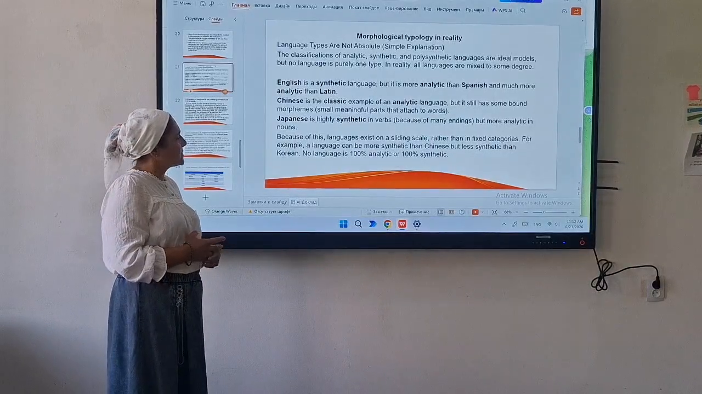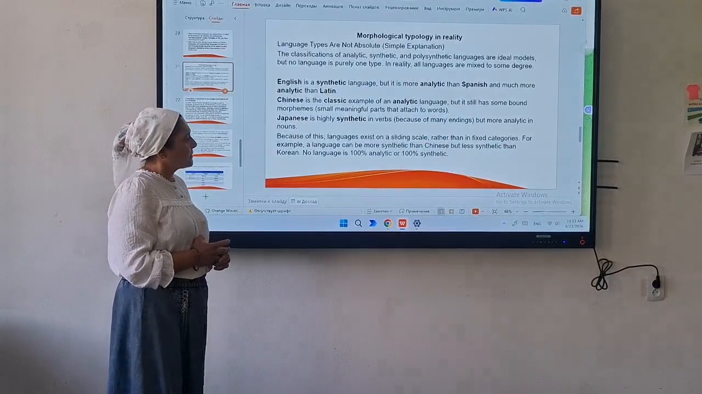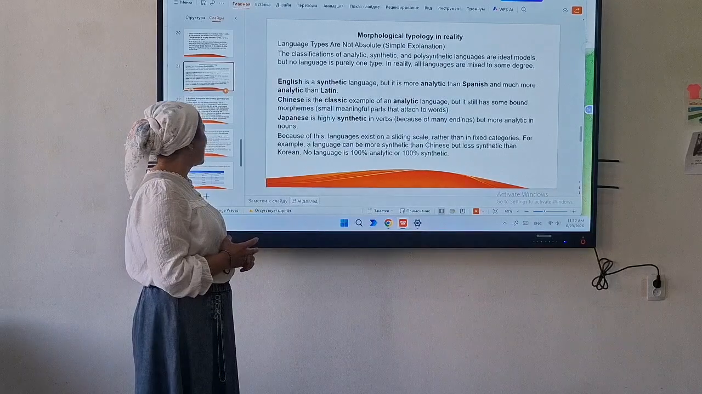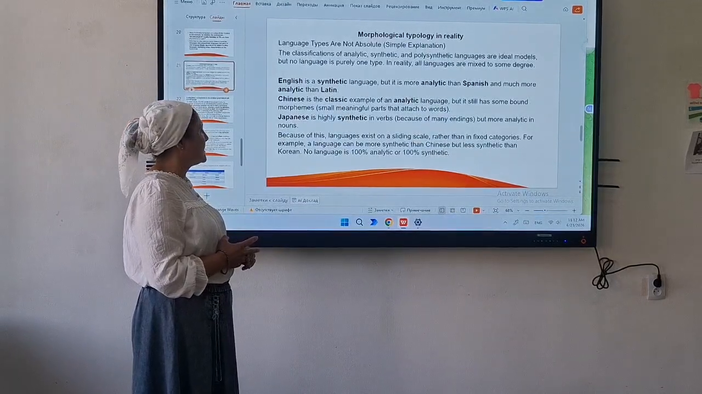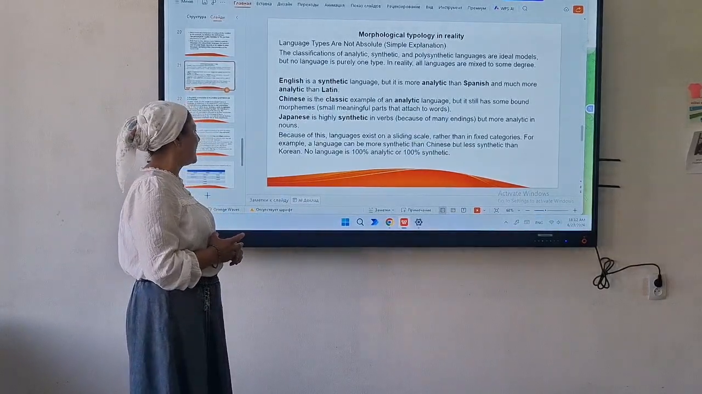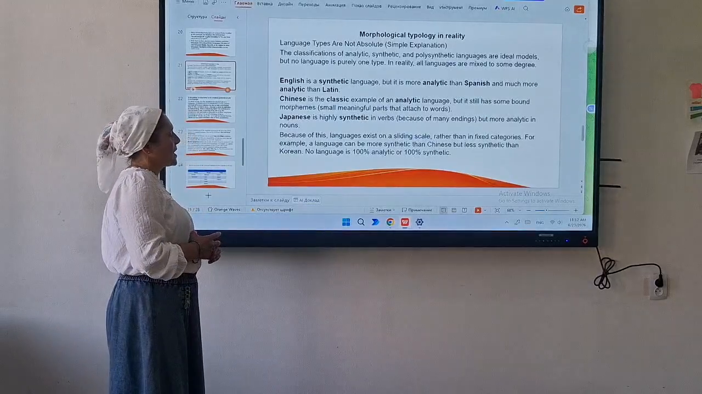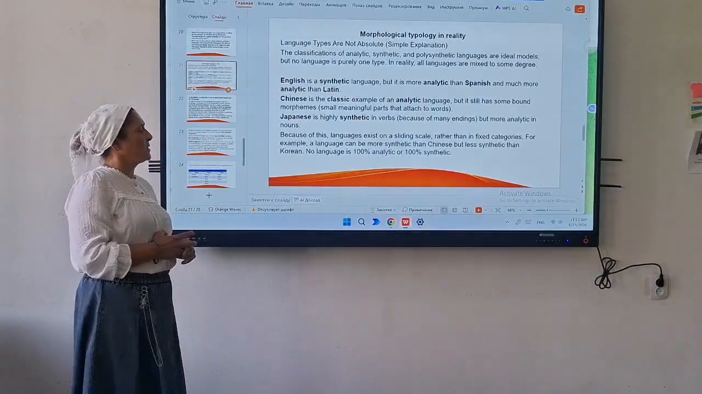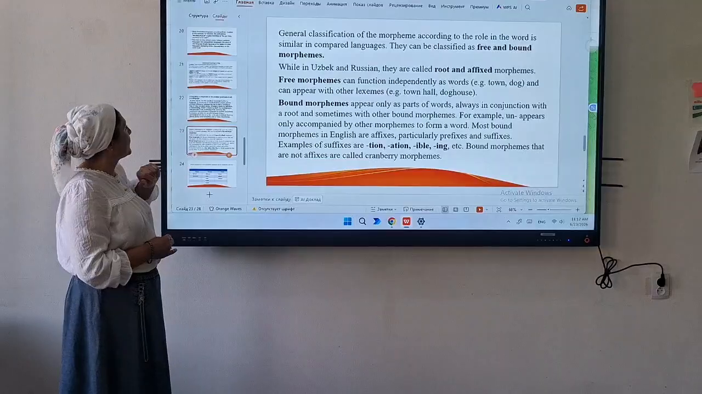Because of this, languages exist on a sliding scale rather than in fixed categories. For example, a language can be more synthetic than Chinese but less synthetic than Korean. No language is 100% analytic or 100% synthetic.